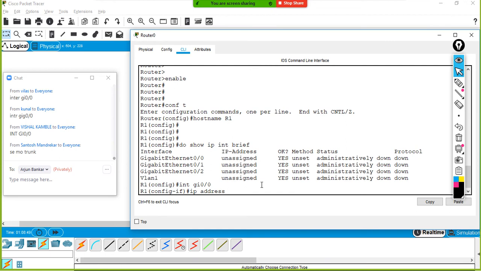No, it's not a trunk. We decided not to create any VLANs or anything, Santosh. I think you missed out. Yeah, we are just doing the plain. We are not going to, yeah, no problem.